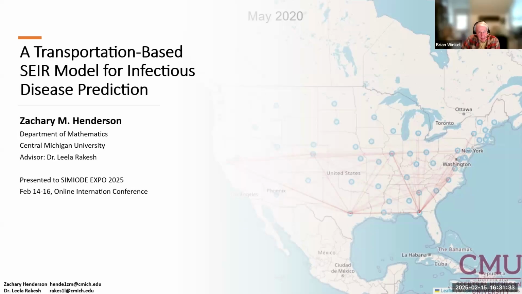This is Zach Henderson from Central Michigan, with his advisor on the line here, talking about SEIR models for infectious disease prediction. And while it's in the news, it also is a personal issue for some people. So, Zach, take it away.